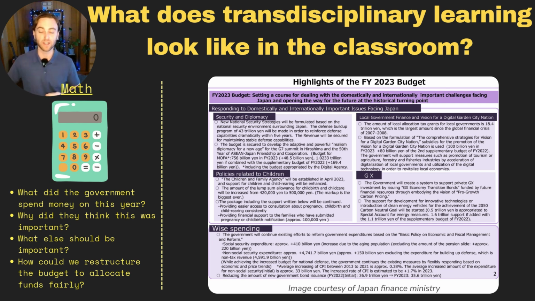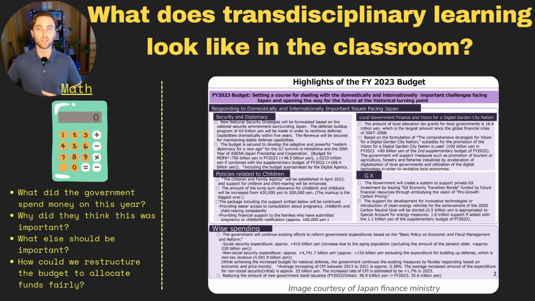And then we'll use that to answer some questions about what did the government spend money on this year, why did they think that this was important, and maybe what else should they have spent money on. And we can give our suggestions and our reasonings and debate, maybe even build our own mini governments and vote on what we should be doing.